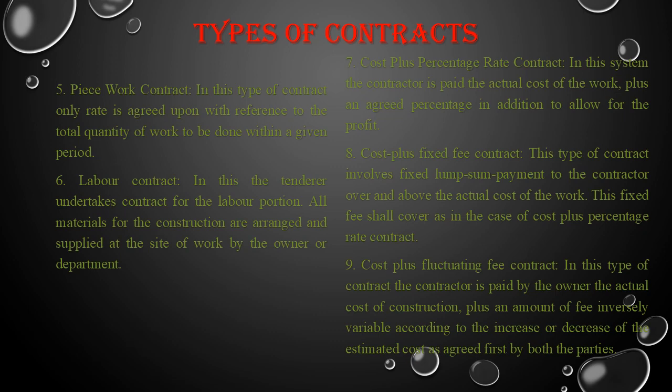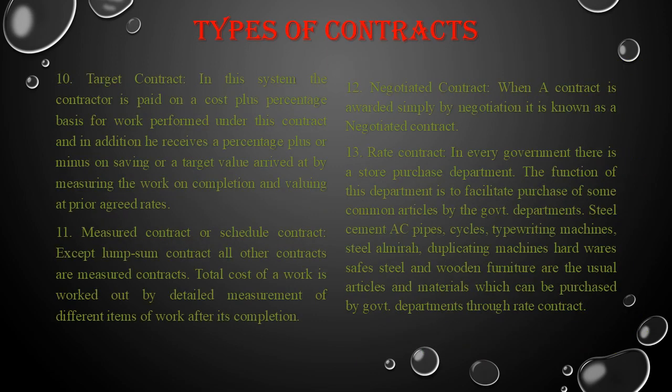In this type of contract, the contractor is paid by the owner the actual cost of construction plus an amount of fee inversely variable according to the increase or decrease of the estimated costs agreed first by both the parties. Next is target contract. In this system, the contractor is paid on a cost plus percentage basis for work performed under this contract. Next is measured contract or scheduled contract.